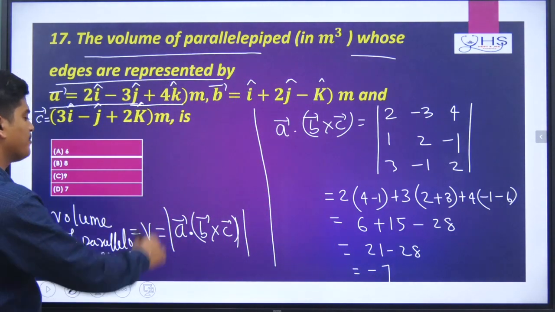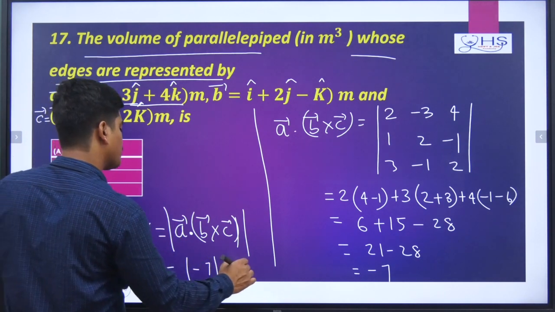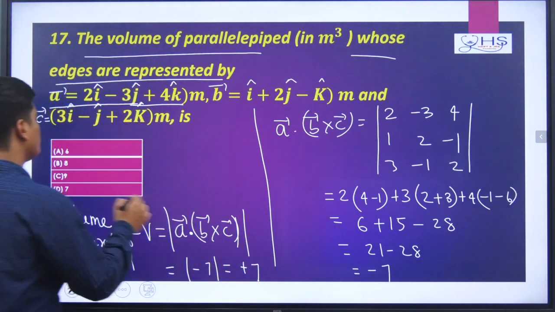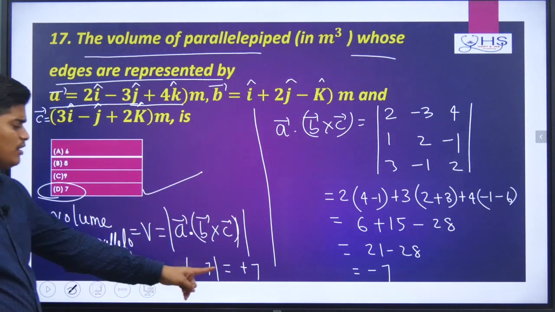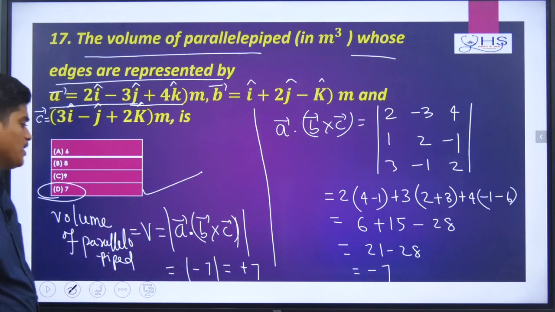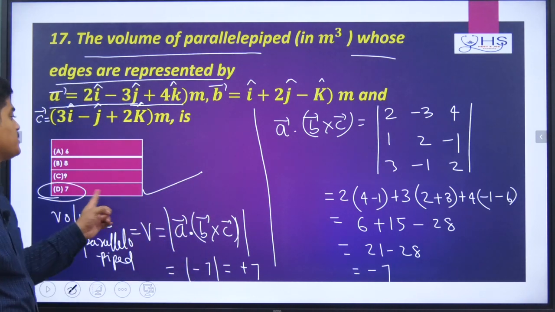But here you see we have taken mod, that means modulus you have to take. Minus 7 mod is nothing but plus 7. And volume you represent in where? In the positive quantity. So that's why plus 7 will be your answer. So your answer D will be correct.